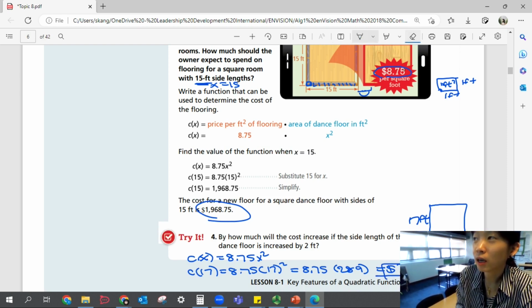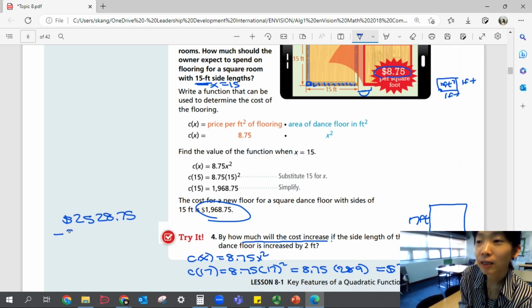But actually, that's not your final answer. Because what does the question ask you? It's asking you by how much will the cost increase? It's not asking you how much would it cost, right? So that's how much it would cost for the floor that has a side of 17 feet per side. But how much would it increase? So now we have to subtract them. So don't forget to subtract the numbers.